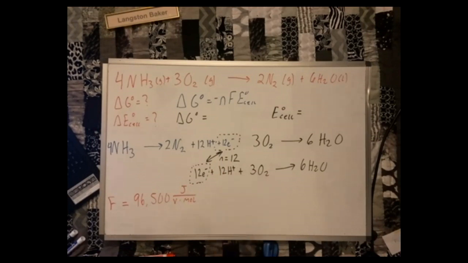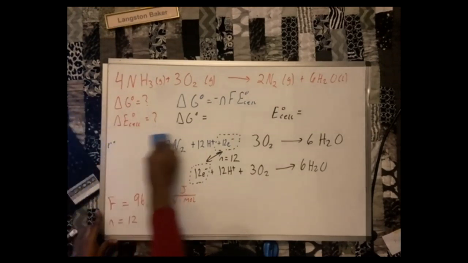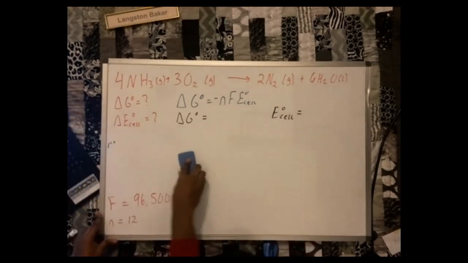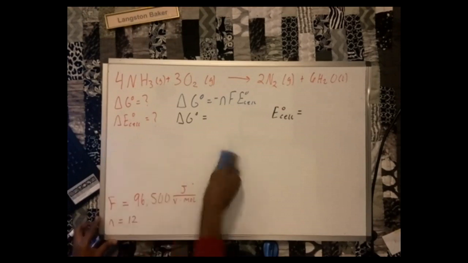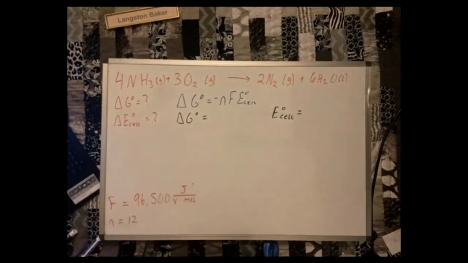So here's N. I'll write it down here with our F. So we know N is 12. Okay, let me show you what.